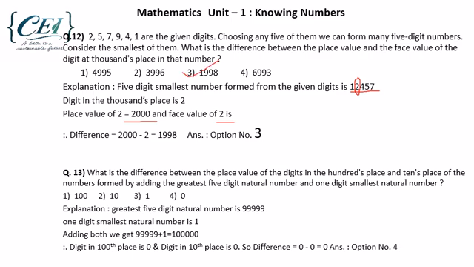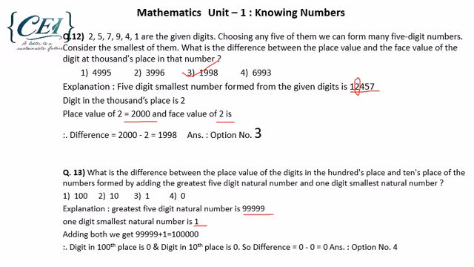What is the difference between the place value of a digit in the thousand place and tenth place of a number formed by adding the greatest 5-digit number and the smallest 1-digit number? Which is the greatest 5-digit number? 99,999. Which is the smallest 1-digit number? 1. If we add 99,999 plus 1, answer is 100,000.